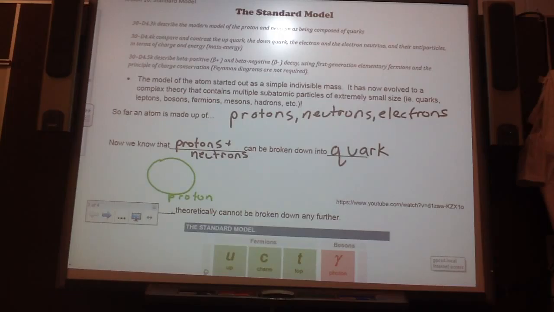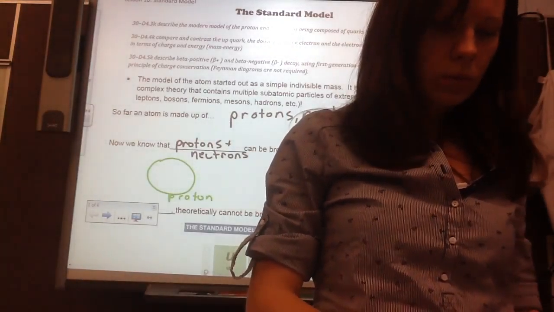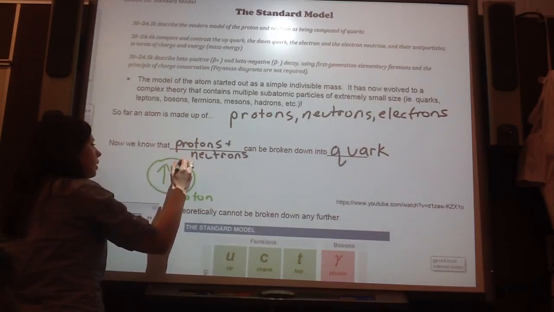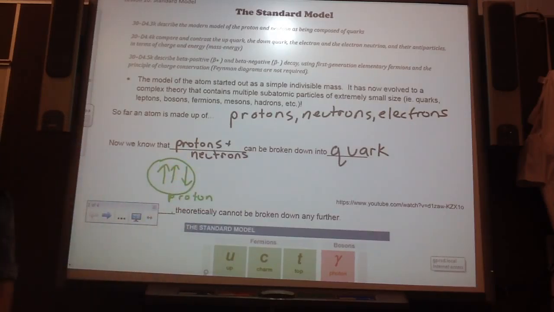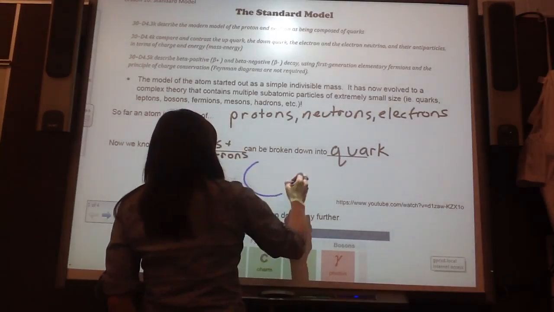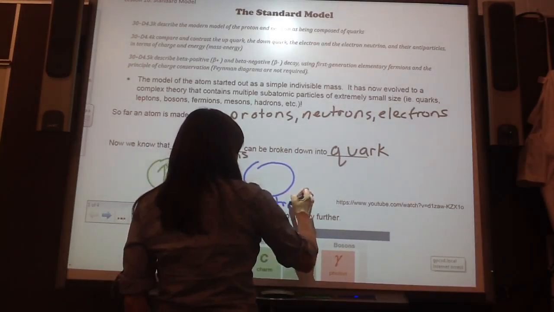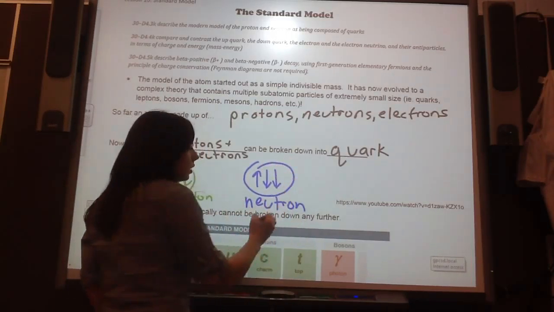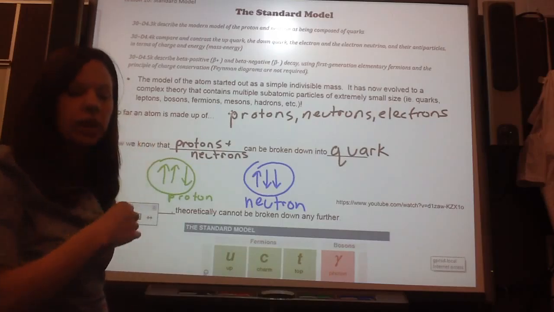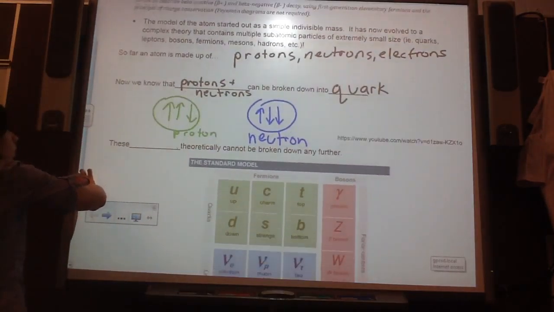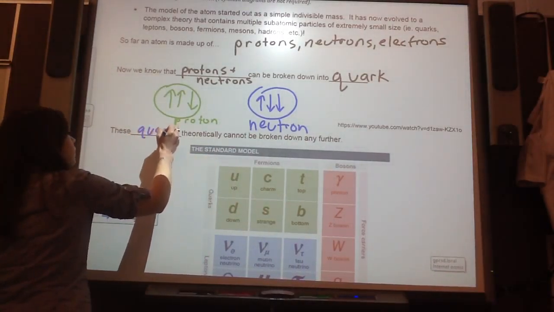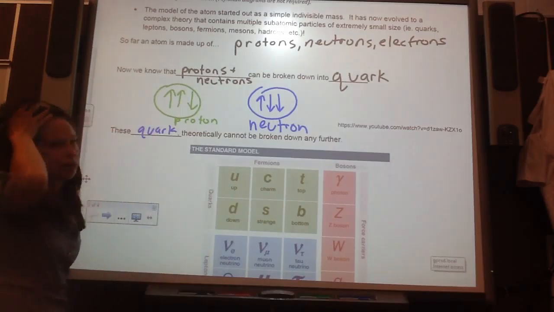So, I'll just get my notes here. The proton is composed of two up quarks, so 1, 2, and one down quark. I'll just represent them right now with an arrow. And then the neutron is composed of one up quark and two down quarks. The quark theoretically cannot be broken down any further than this, okay?